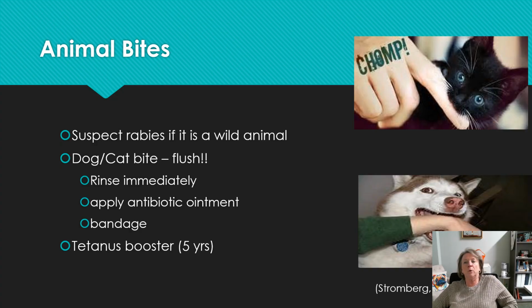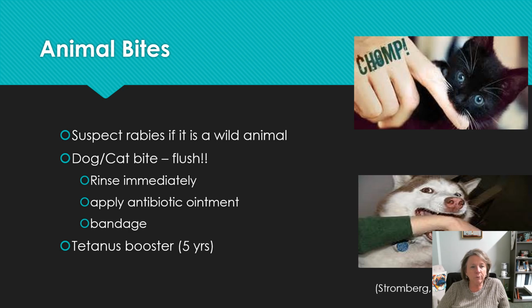Okay, animal bites. Look at that little cat and dog biting. Suspect rabies if it is a wild animal. If you are bit by a wild animal, you need to suspect rabies, always. We also worry about our dogs and cat bites. If we have a dog or cat bite, flush it because of the infection. What's in their mouth is going in and penetrating into your bloodstream. That's how we get really bad infections and illness due to cat and dog bites, animal bites.